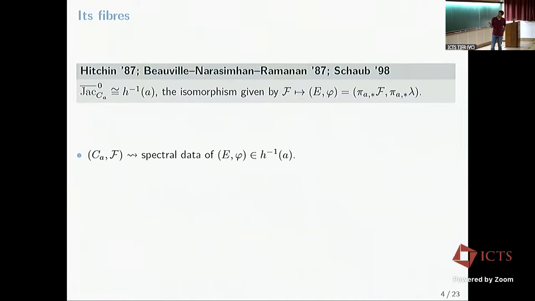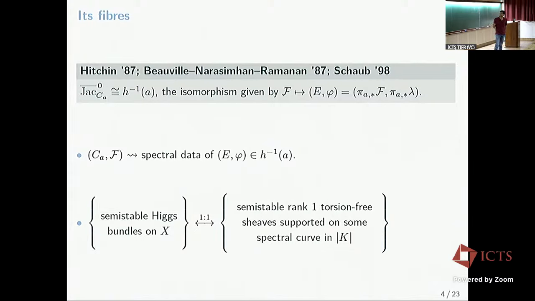Okay. So what this says is that out of a Higgs bundle in a fiber, I have this data, which is a curve, the spectral curve, and the sheaf corresponding to this Higgs bundle, and we call that the spectral data of a Higgs bundle. Okay? And so we can think of Higgs bundles, there's a one-to-one correspondence, as rank 1 torsion-free sheaves supported on some spectral curve inside the total space. So this is another way of thinking of Higgs bundles, okay?